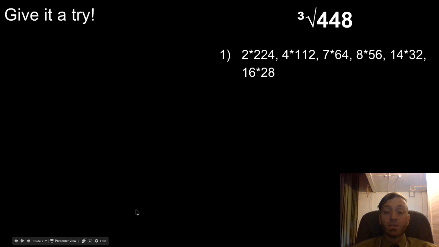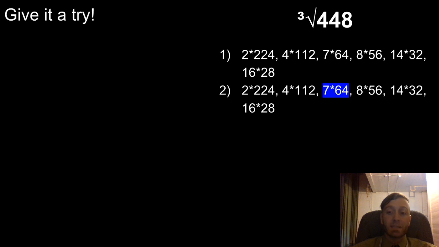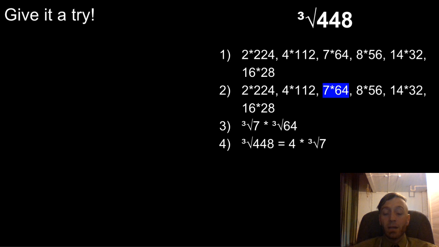All right, there's your factors. Which one has a cube in its factor? There we go. It's 7 and 64. So we split it into 2 cube roots. And we end up with 4 times the cube root of 7. Another one, cube root of 120.